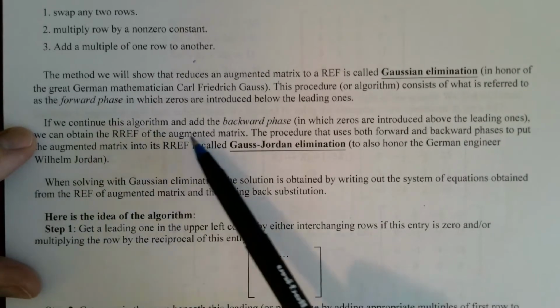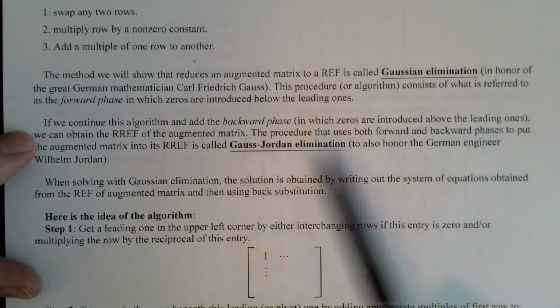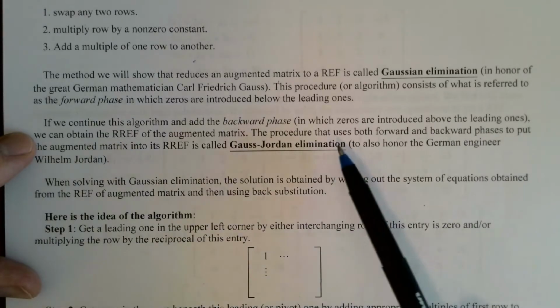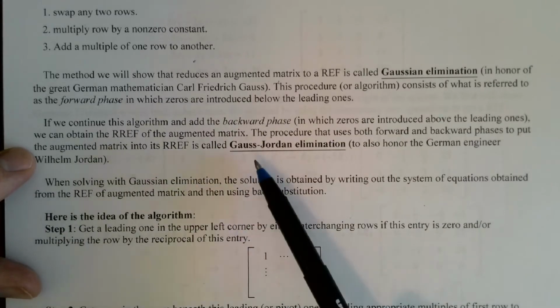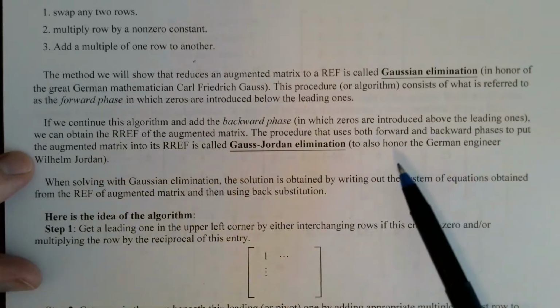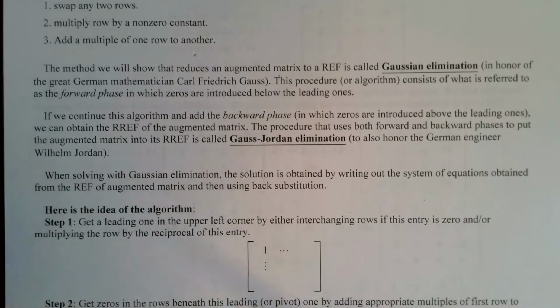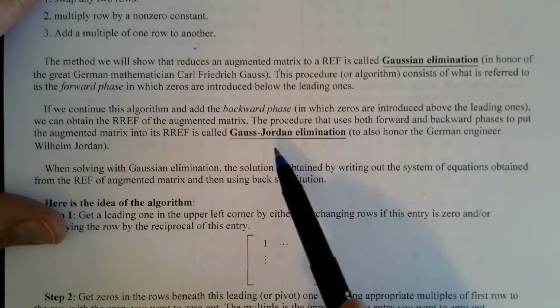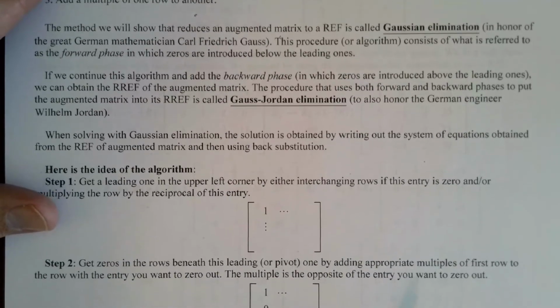If we continue this algorithm, however, and add a backward phase in which we get zeros above the leading ones, that means we're going to get into our reduced row echelon form. The procedure that uses both forward and backward phases to put the matrix in the reduced row echelon form is known as Gauss-Jordan elimination. That's Gauss and also this German engineer by the name of Wilhelm Jordan. He gets his name into the hat, so to speak. And so we have these two methods. Basically, the Gauss-Jordan is just a continuation of Gaussian elimination to put the matrix all the way into the reduced row echelon form. I want you to be able to do both methods.